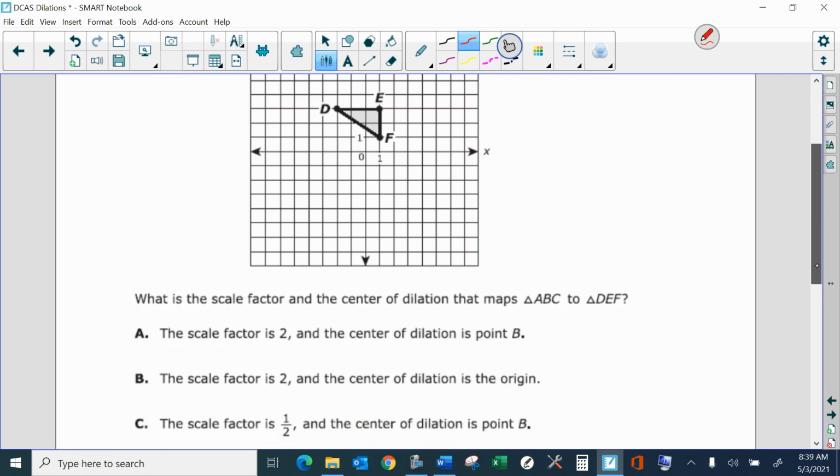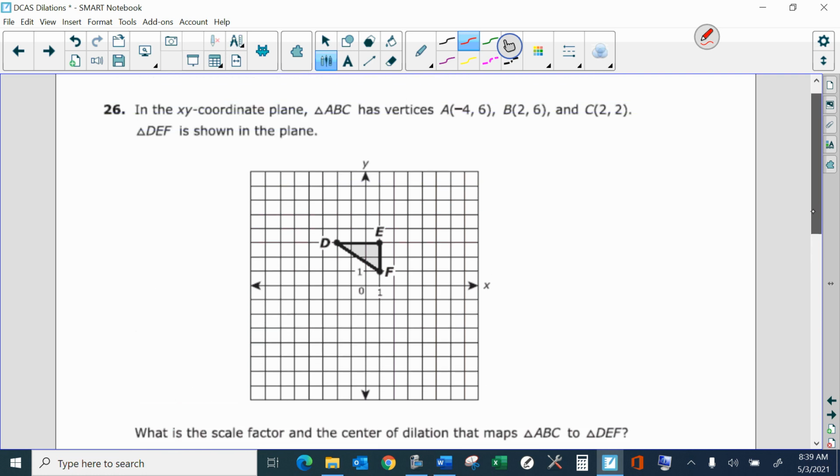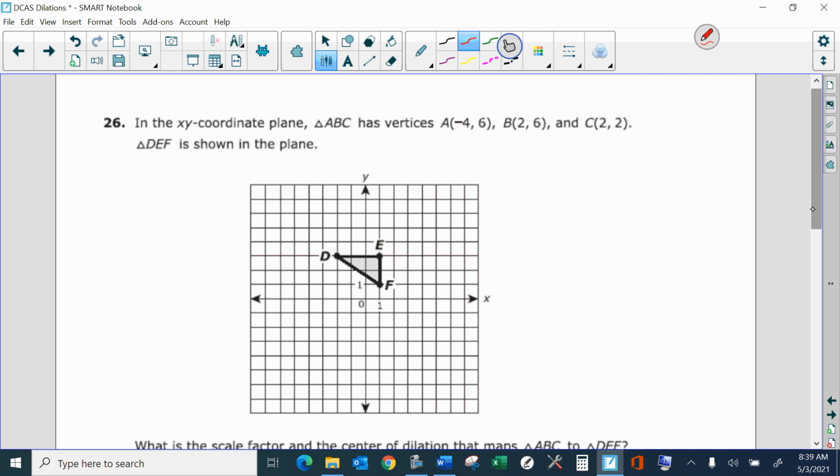What's the scale factor and center of dilation that maps ABC onto DEF? So negative 4, 6; 2, 6; 2, 2; and 1, 2. Going through those, we can see the center of dilation is 0, 0.